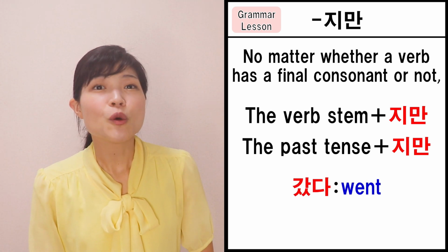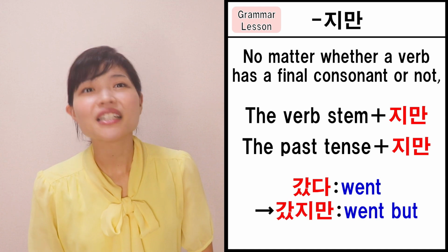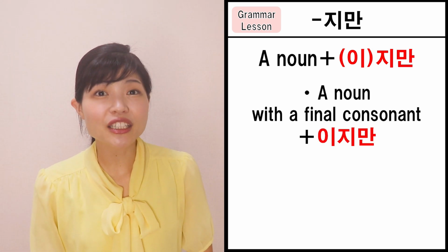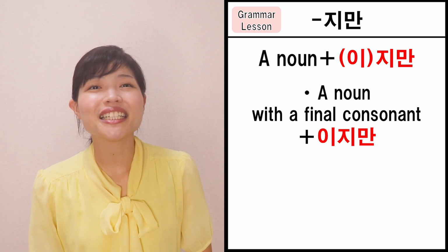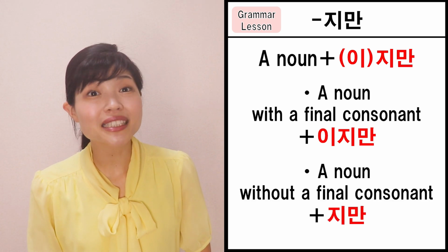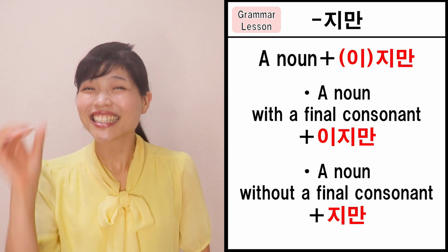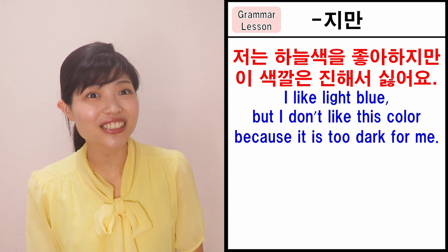So 갔다, went, will be 갔지만, went but. For a noun, you use 이지만. If the last letter of a noun has a final consonant, you attach 이지만. If the noun does not have a final consonant, you add 지만. Got it? Now, let's go through some examples to deepen our understanding.